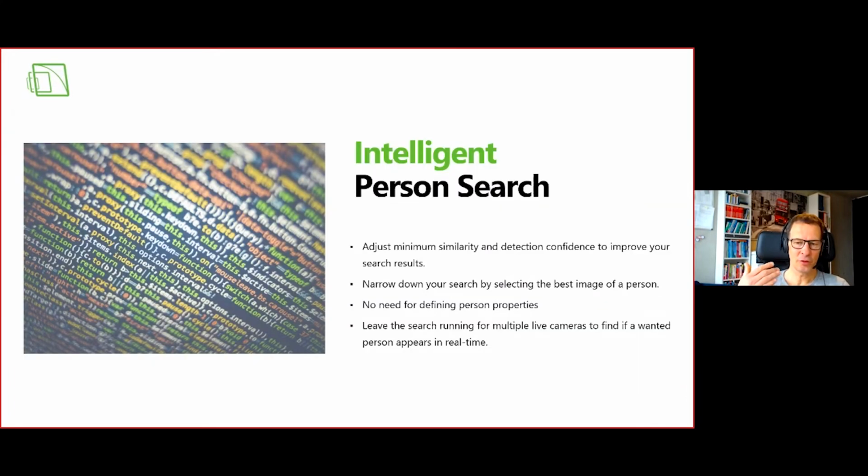So in the person search, I will show this later to you as well. You have adjustment of the minimum similarity and the detection confidence to improve the search results. You can imagine that you, for example, have super megapixel cameras where the picture is very sharp and clear, and then you may have also some analog cameras where the picture is maybe a little bit noisy, etc. So in that case, you can adjust the similarity and the detection confidence like you want.